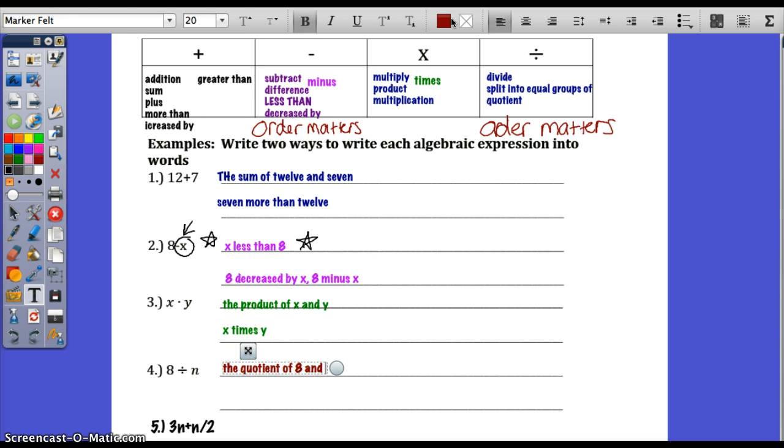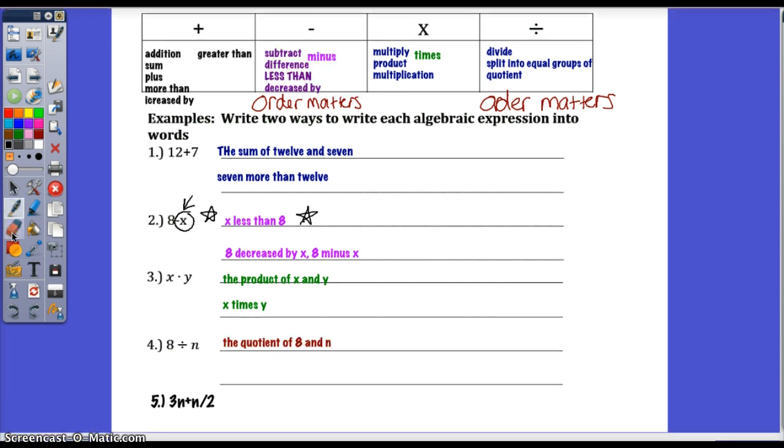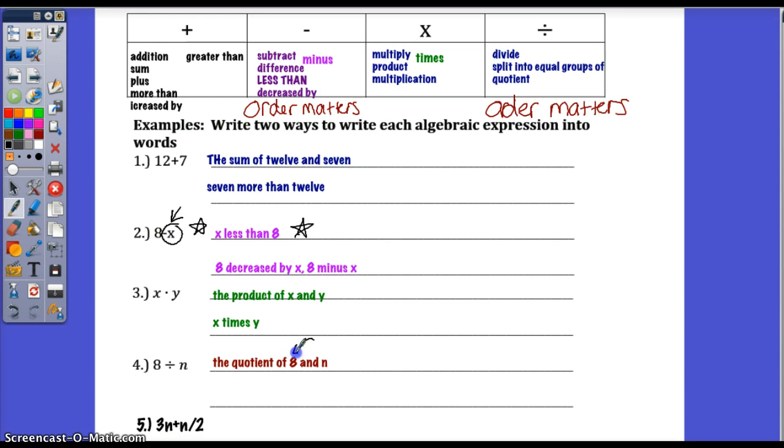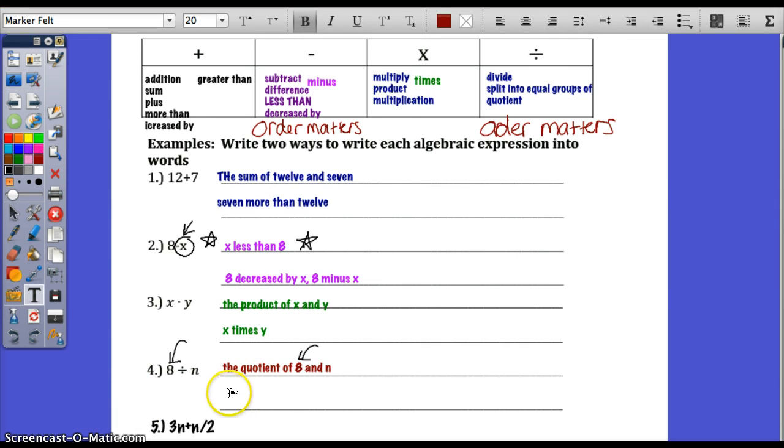Now when we go on to number 4, we could have the quotient of 8 and n. And notice it's really important that 8 came first. Your 8 had to come first because your 8 came first here. That was really, really important to say. The next thing you could say is 8 divided by m.